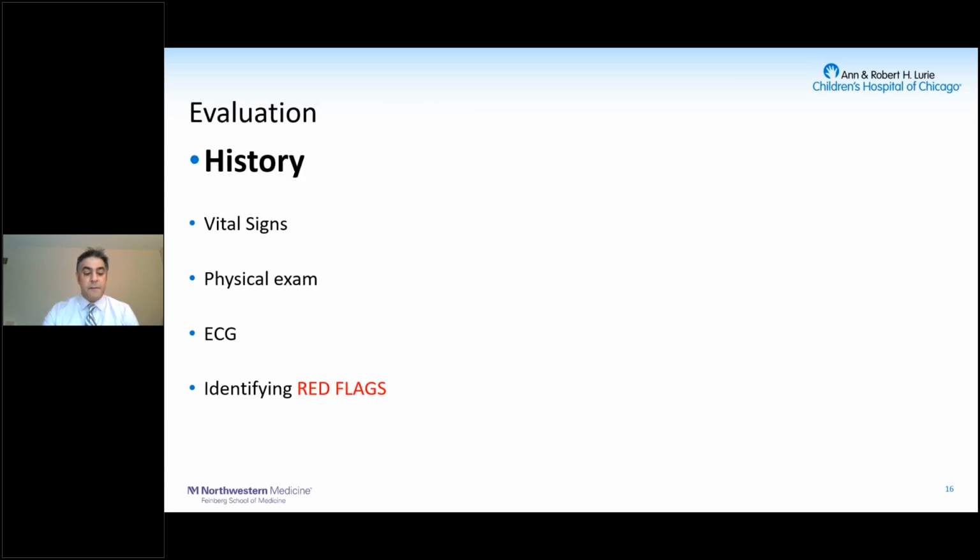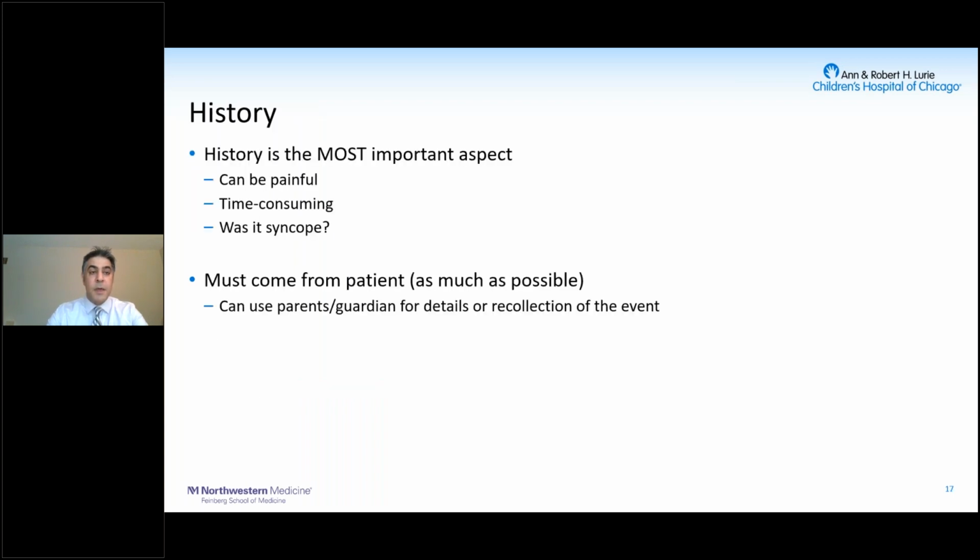So the appropriate evaluation for someone coming to your office, as you can see, I have in bold because it is the most important aspect, is the history, appropriate vital signs, a good physical exam, a standard ECG, which is strongly recommended, and of course, identifying the red flags. In most children with cardiac syncope, one of these aspects, if there's a red flag, will help identify it. So the history, again, is the most important aspect.